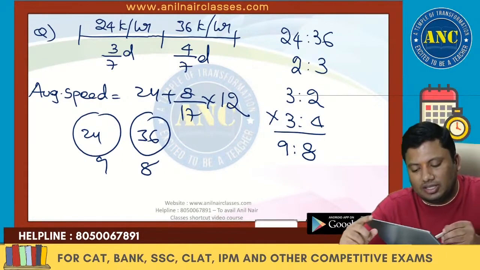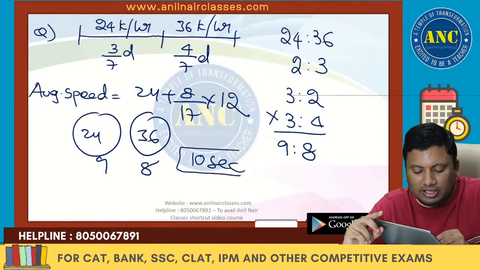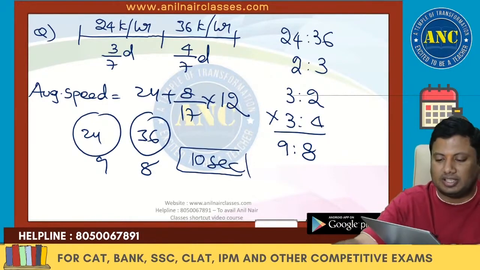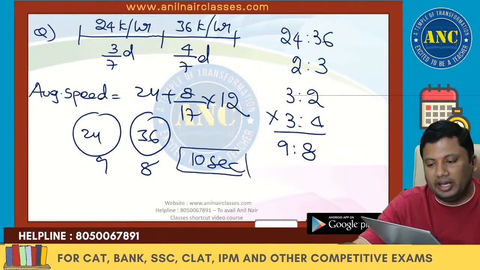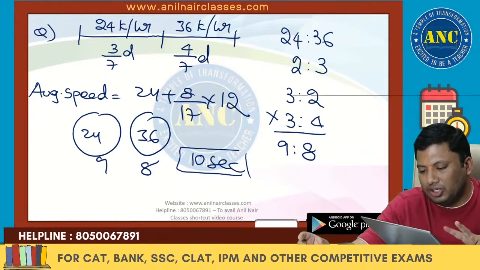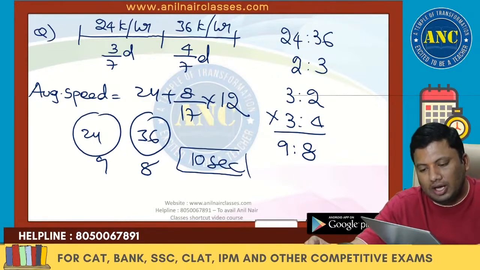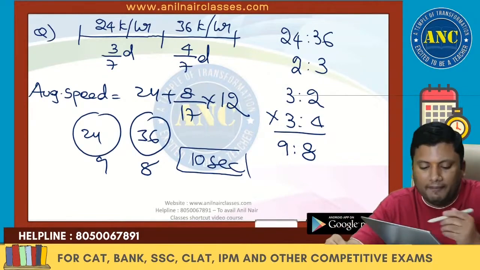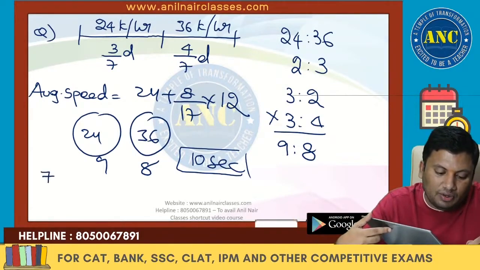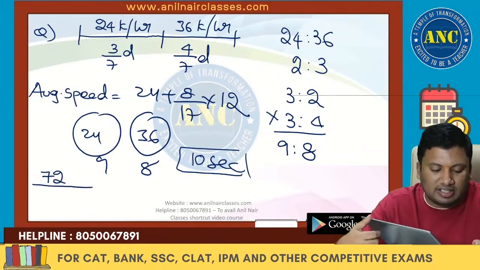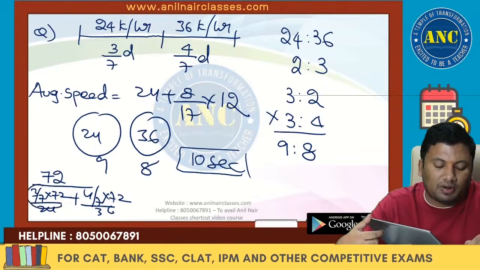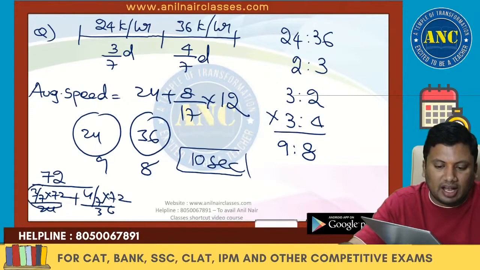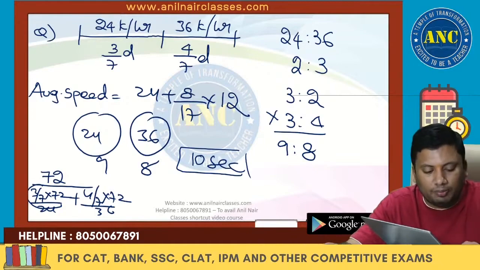With a little practice, this question can be done in 10 seconds. I hope the idea is clear. 24 and 36, 2 is to 3, reverse is 3 is to 2, right? And the distance ratio is 3 is to 4. No calculation. If I use the LCM method, 24, 36, 72, 3 by 7 of 72 by 24, 4 by 7 of 72 by 36. See the calculation that will come because of this. I hope the idea is clear.